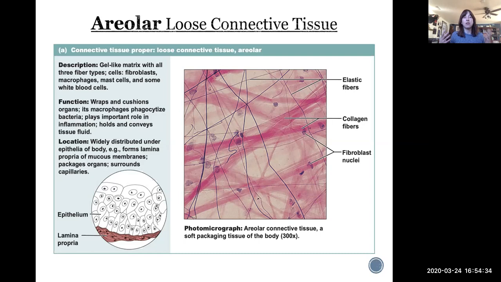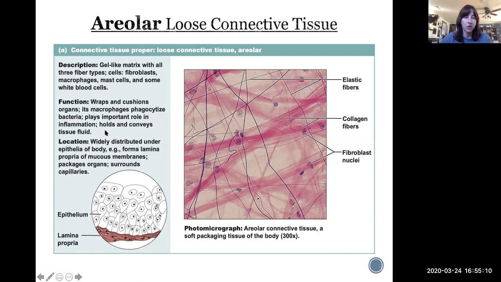If it's in loose areolar connective tissue, which odds are it has been disturbed because it is widely distributed right underneath your skin, right? So that basal membrane, that basal structure underneath the epithelium of your skin is areolar loose connective tissue. So when you get a cut on your skin, those macrophages are going to be activated and come in and eat any kinds of pathogens that got in through the cut.